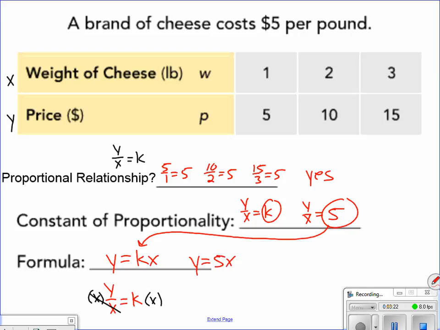So now this one becomes Y equals 5X. Now since in this problem they're talking about price and they're talking about weight, if we use the P and the W, this would be P equals 5W, because we're taking 5 times the weight to get the price. Okay, so there we go with that example.